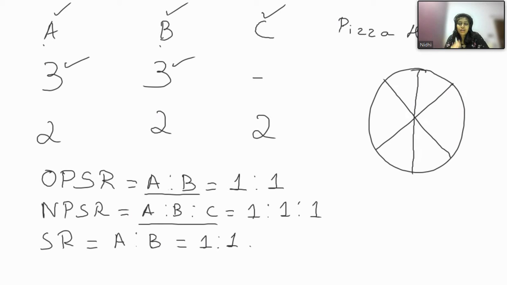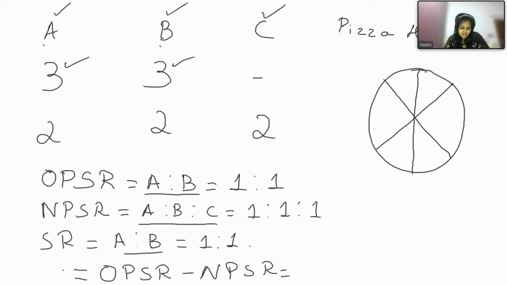Why? Again, I'm repeating, because sacrificing ratio is the ratio which the existing partners have sacrificed for the new or incoming partner. So it will only include the old partners, and never the new partner. Another important concept here is, how do we find out sacrificing ratio? The formula for sacrificing ratio is old profit sharing ratio minus new profit sharing ratio. That will give you the sacrificing ratio.